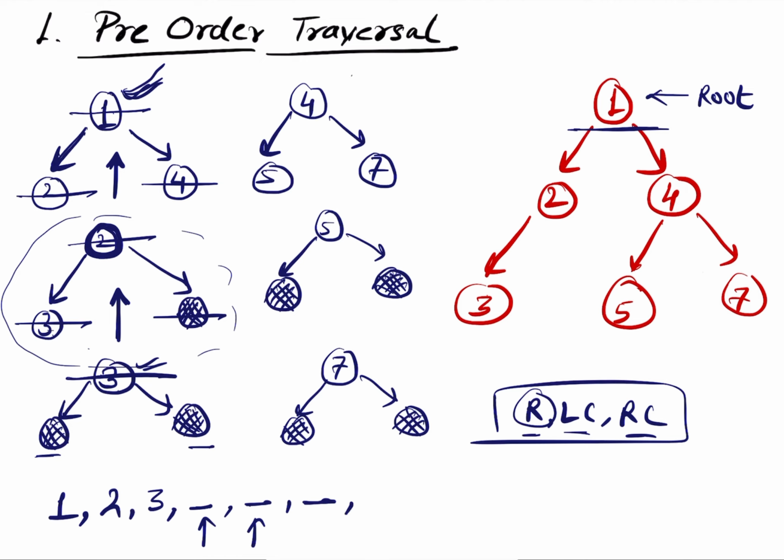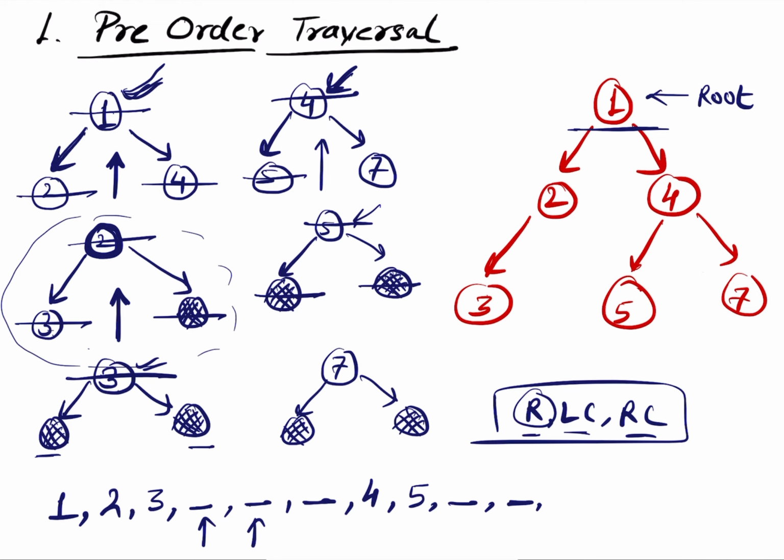So we will come to 4. Since it is a root node, we will process it. Now it's time for its left child. Left child is 5. So we will come here. Since it is also a root node, we will process it. Now it's time to process its left child, which is nothing but null value. Then its right child, again null. Then we already processed root, left child and right child. So we will go up.